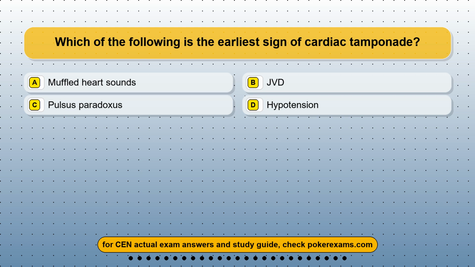Question 3. Which of the following is the earliest sign of cardiac tamponade? Option A, muffled heart sounds. Option B, JVD. Option C, pulsus paradoxus. Option D, hypotension.